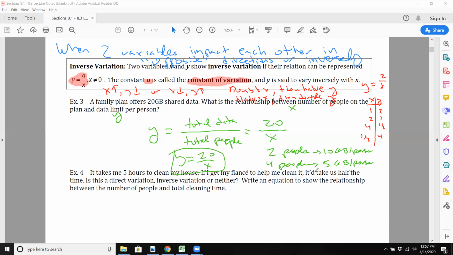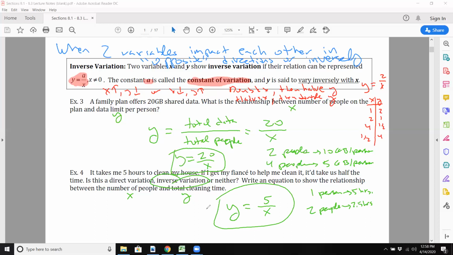Here's another one. It takes me 5 hours to clean my house. If I get my fiance to help me clean it, it takes half the time. That would make sense, right? Is this direct or inverse? Obviously, it's the inverse. The number of people will be X. Total cleaning time will be Y. Just Y equals 5 over X. Because if you have one person, it takes 5 hours, right? If you have 2 people, if the total takes half the time, it'd be 2.5 hours. So this equation would get that for me. So that's another way of looking at it. Y equals 5 over X.